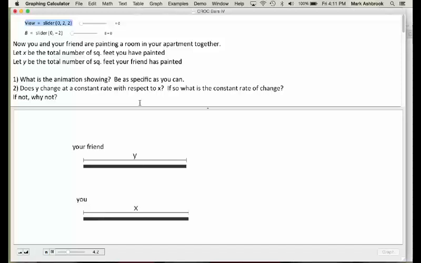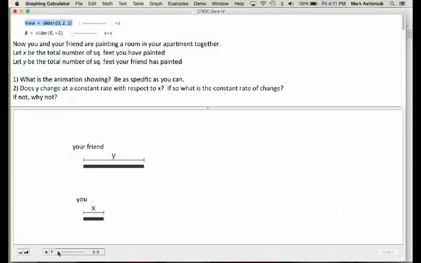And so we look at this and we say, oh, well, at first, X is less than Y. Then at some point later, looks like you and your friend have painted the same amount. And then later on, now you've painted more. So we clearly don't have proportionality of the total amount painted. The amount your friend painted is not proportional to the amount that you've painted.